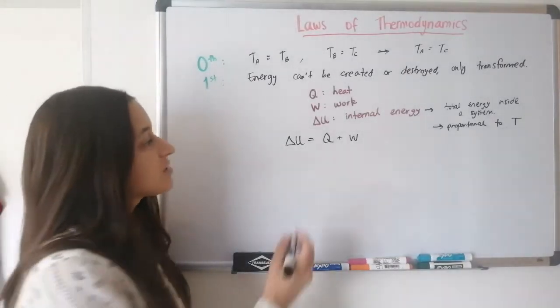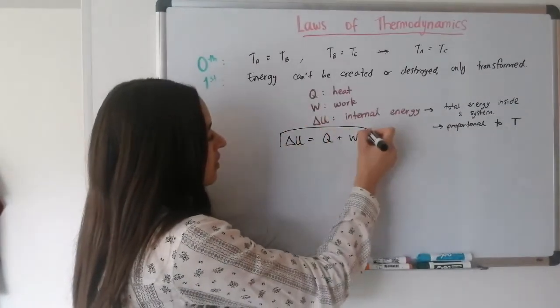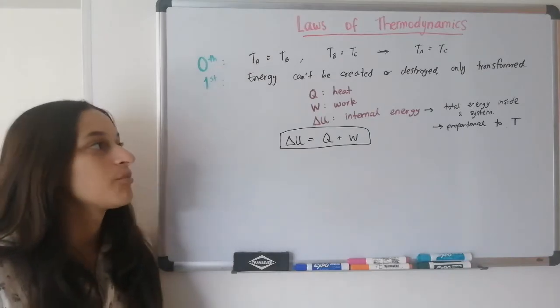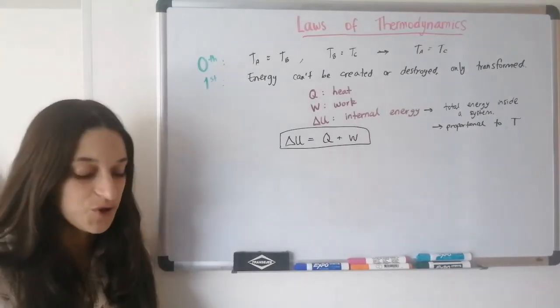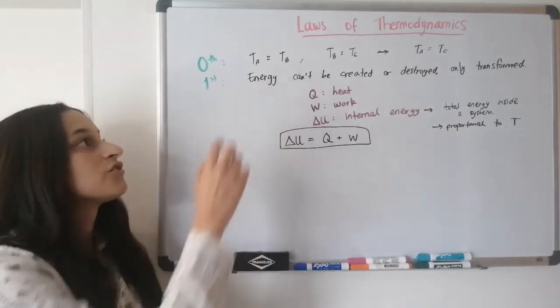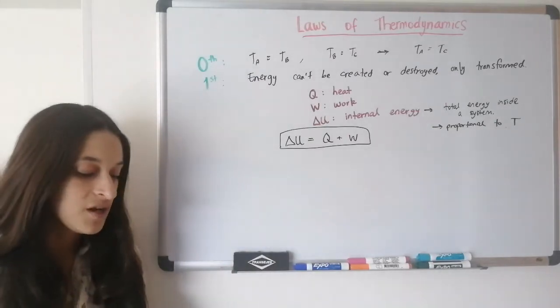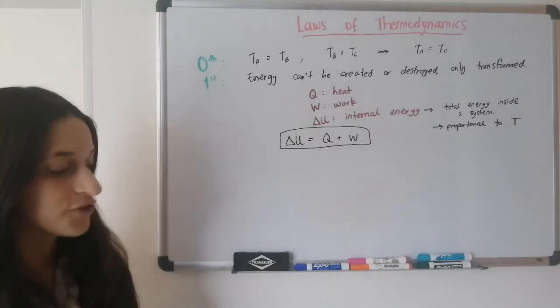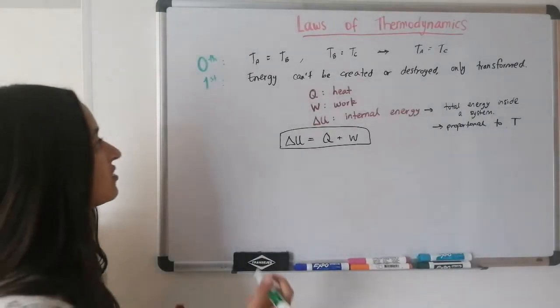So this is basically the equation that expresses the same concept as energy can't be created or destroyed, only transformed. And it's another way to write the first law of thermodynamics. We're going to use it a little bit later. So that's the first law. What about the second law?